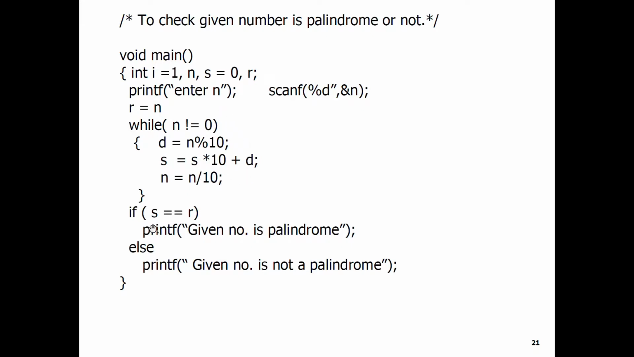Now we are going to check, is s equal to r? If s and r are the same, then we say the given number is a palindrome. If s and r are not the same, we say the given number is not a palindrome. In this fashion we can check whether a given number is a palindrome or not using a while loop.